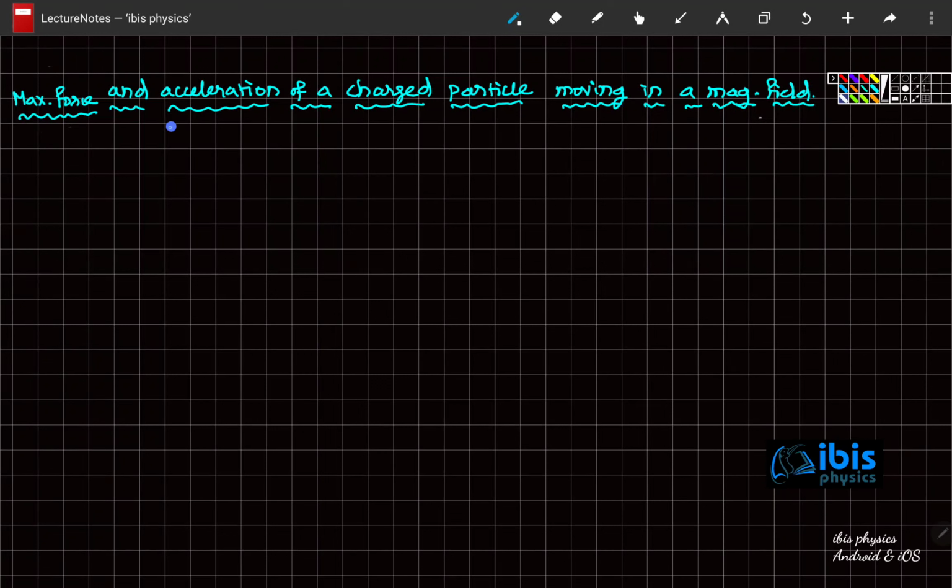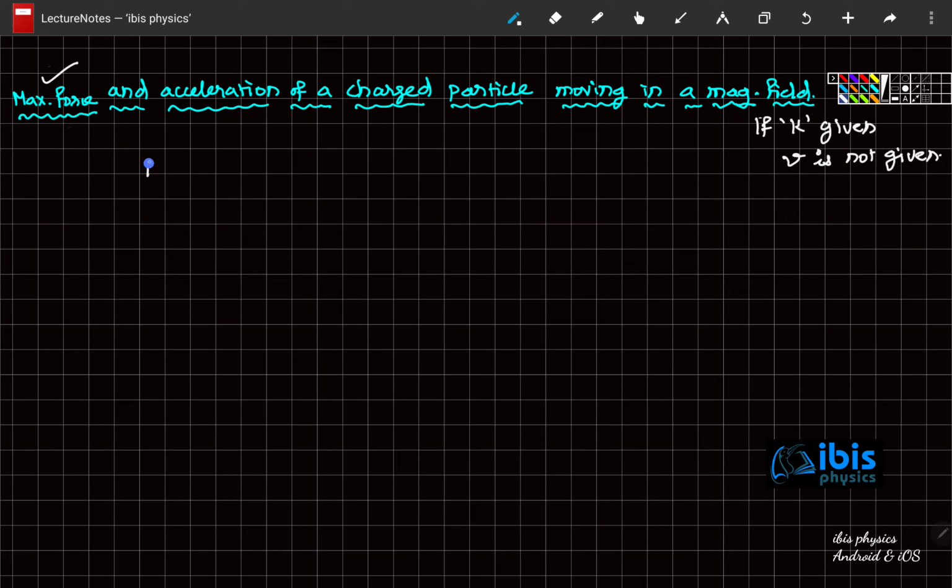Here in this video we are going to discuss the maximum force and acceleration of a charged particle moving in a magnetic field, if kinetic energy is given but velocity is not given. In this case, how do you find the maximum force acting on a charged particle?